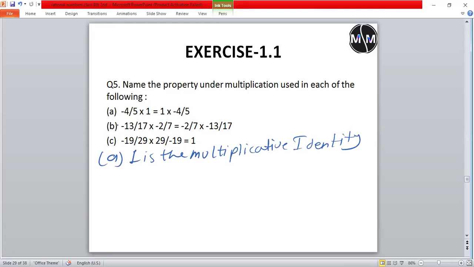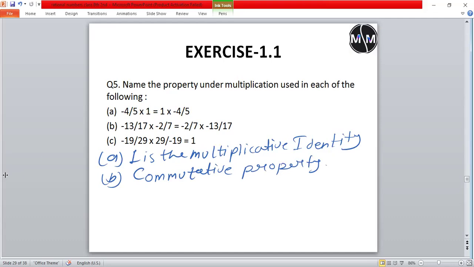For the second one, minus 13 by 17 multiplied by minus 2 by 7 is equal to minus 2 by 7 multiplied by minus 13 by 17. It is a commutative property. Despite the change in the position of the numbers, we will get the same answer.